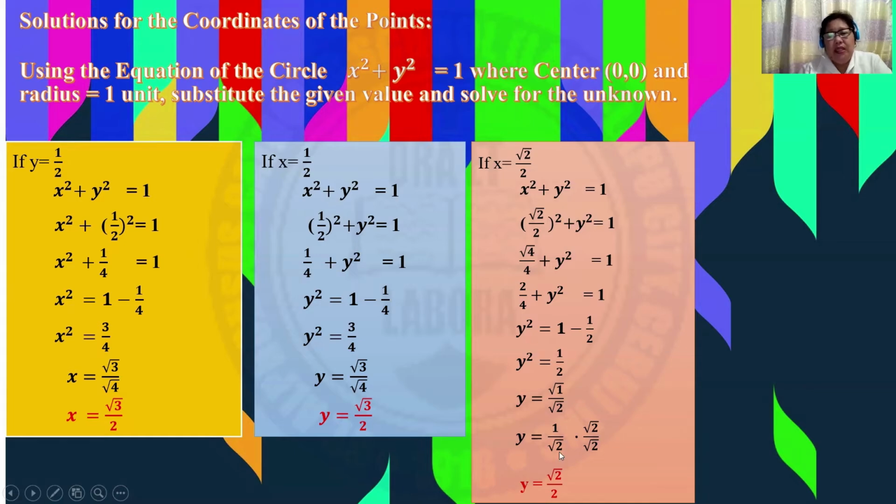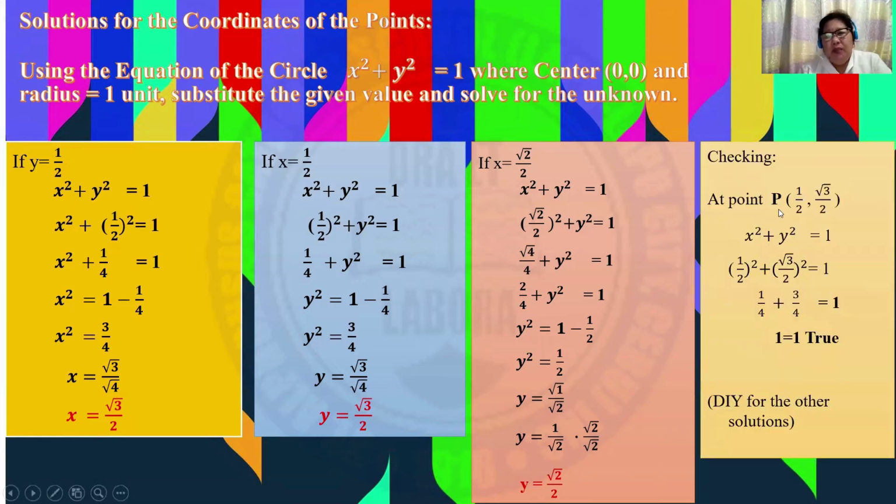Then we have to rationalize the denominator by multiplying square root of 2 over square root of 2. So what we have now is y is equal to square root of 2 over 2, because square root of 2 times square root of 2 is square root of 4, and square root of 4 is 2.